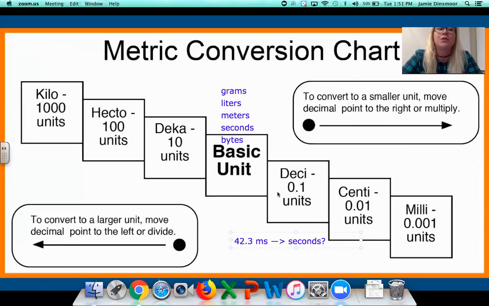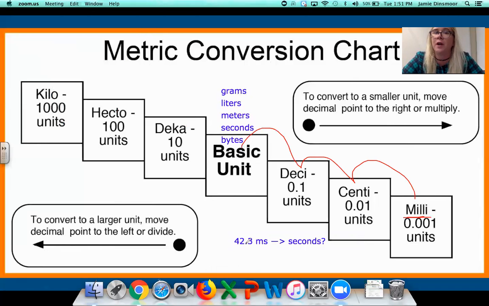Okay, so we've got 0.423, 0.0423. Okay, so we've got a 1 decimal discrepancy here. So let's figure it out. So I'm going to start by looking at where I'm starting. I'm starting at milliseconds, so I'm starting over here. I want to go to seconds. So I'm going to need to move my decimal to the left 1, 2, 3 times.